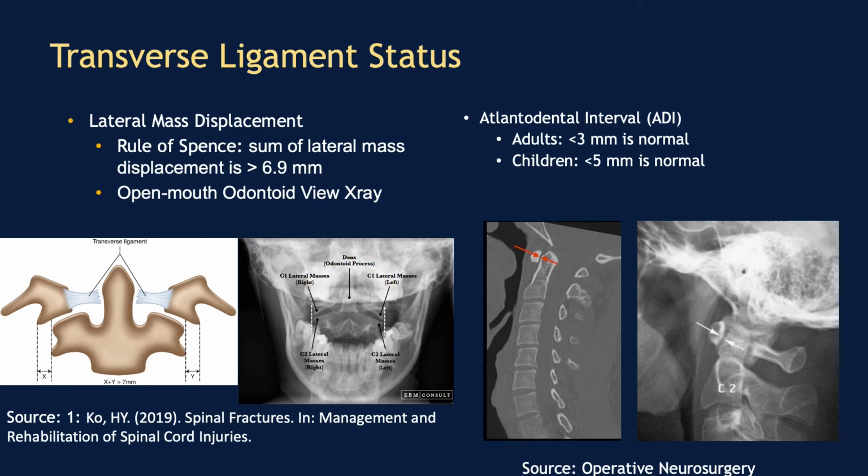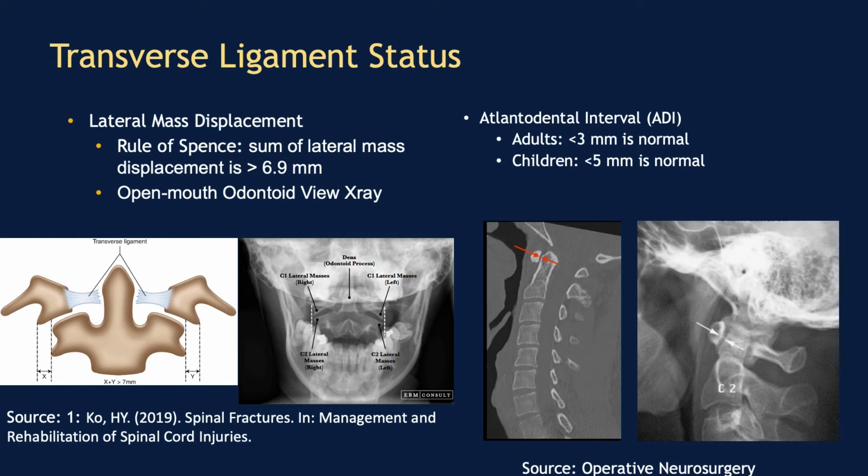The status of the transverse ligament can be quickly assessed radiographically. Two common ways of assessing are via an open-mouth odontoid view X-ray to measure the lateral mass displacement. Transverse ligament disruption in the setting of a type 3 fracture allows for lateral migration of the C1 lateral masses. If the sum of the lateral mass displacement is greater than 6.9 millimeters, also known as the rule of Spence, there is a high suspicion of transverse ligament injury.